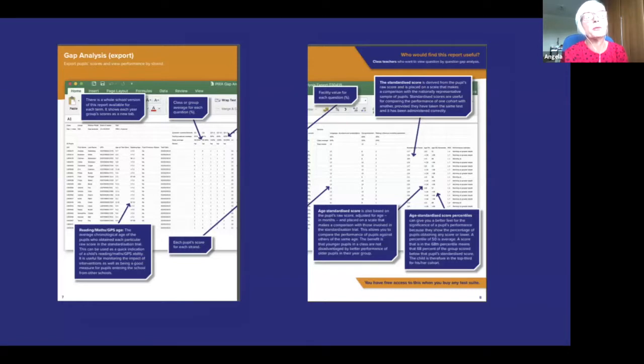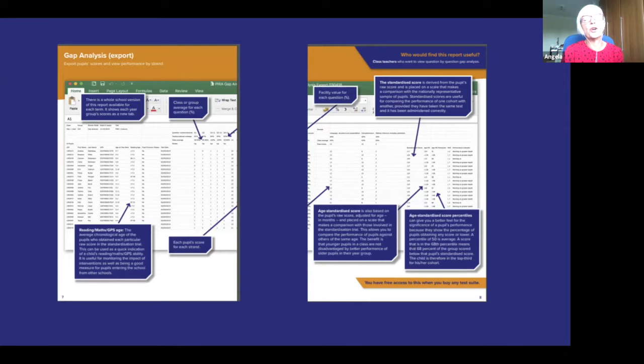So when we're looking at the reports, you can do a full export of the analysis. So you can see at the side here, you can see that the names of the children are here. You can see their age at time of test is here, and you can see their reading age. Then from there, it goes on and gives you your question by question level analysis.